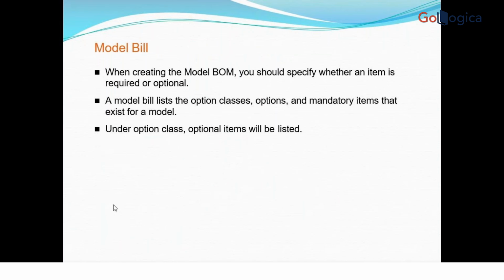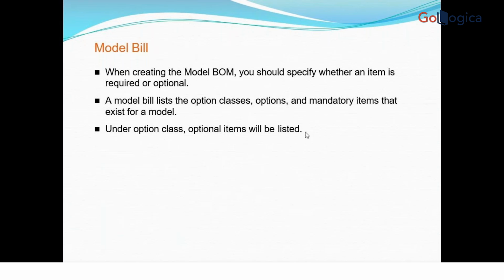Coming to the top one, we have the model build. Whenever you are creating the bomb, you should specify whether the item is required or optional. A bomb model will list the option classes, options, and mandatory items that exist for a model. The build model contains option classes and options under it; under an option class, optional items will be listed.